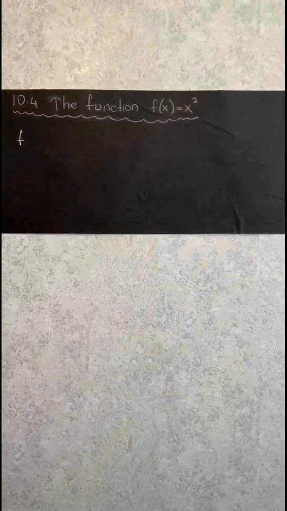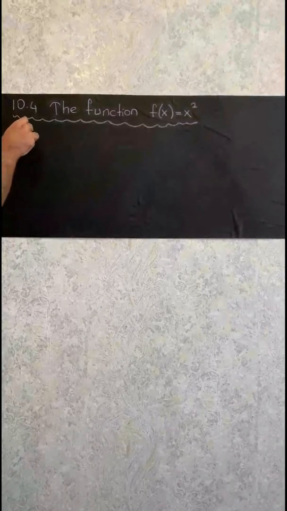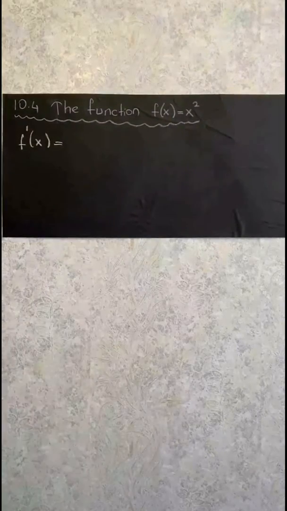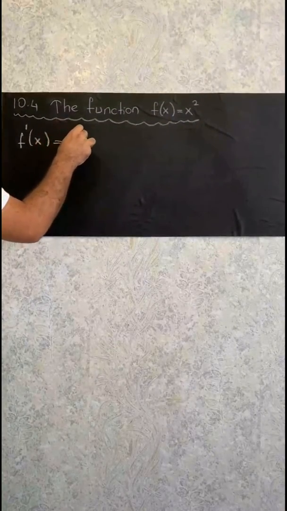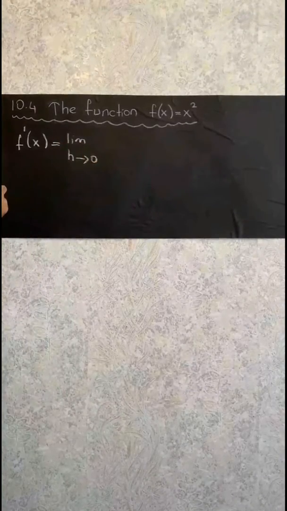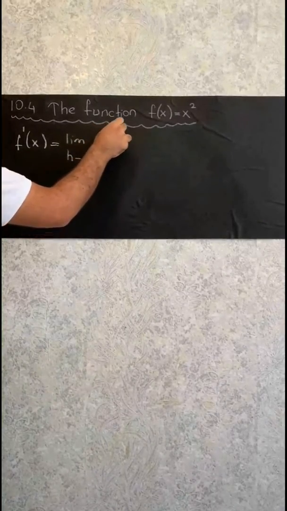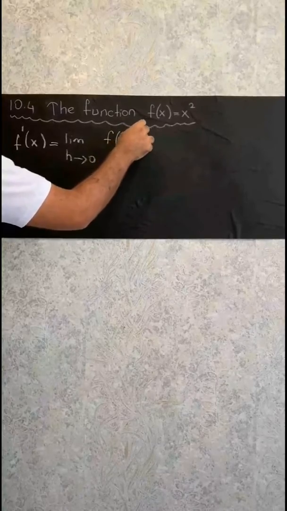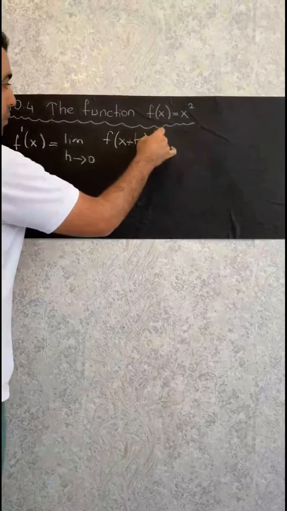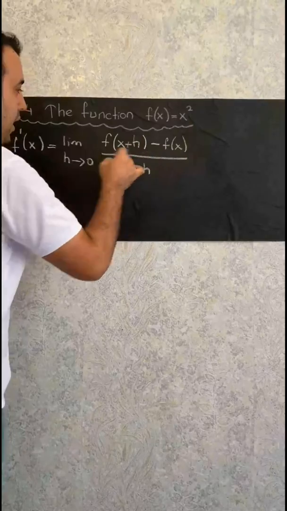Let's start, guys. We know the limit rule for f prime of x from the last lesson: the limit as h approaches 0 of f of x plus h, minus f of x, over h.